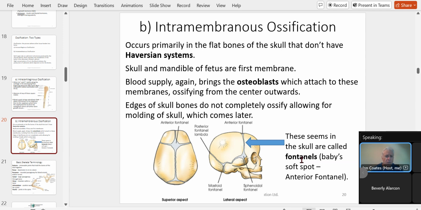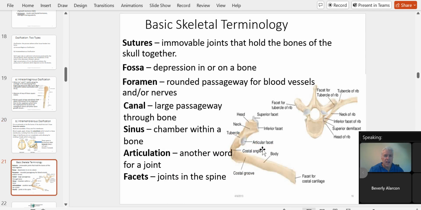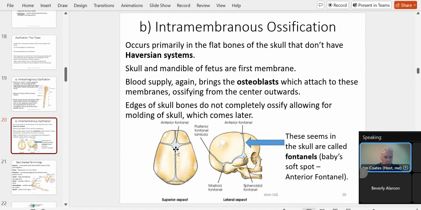Okay, these fontanelles, these are these baby soft spots. Anterior fontanelle, posterior fontanelle, just know fontanelle. Some basic skeletal terminology: sutures. The whole idea is that when these flat bones come together to form a joint, right? Right now as a child they're not fused, but they will eventually fuse to form an immovable joint. We now call those sutures.